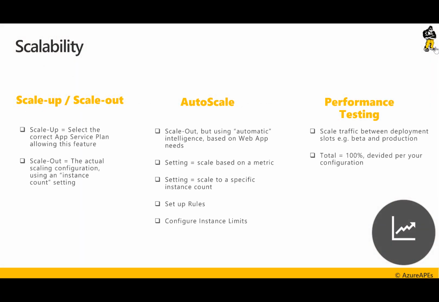Which brings me to another section here around some advanced features, drilling down on scalability, where I'm going to talk about scale up, scale out, auto scaling, and performance testing. Scale up, scale out is easy. Scale up points to selecting the correct application service plan, allowing scale up. Scale out is the actual scaling configuration, where you define a specific instance count as a maximum setting to grow or to shrink.